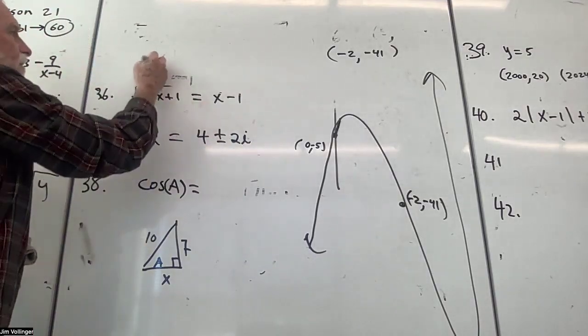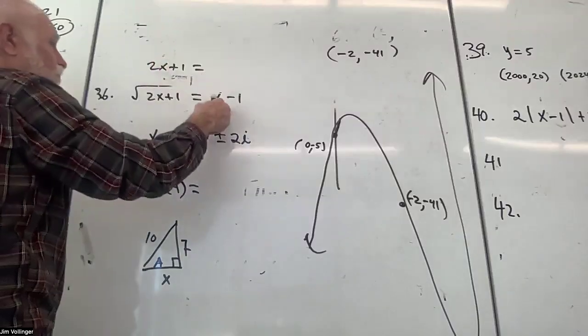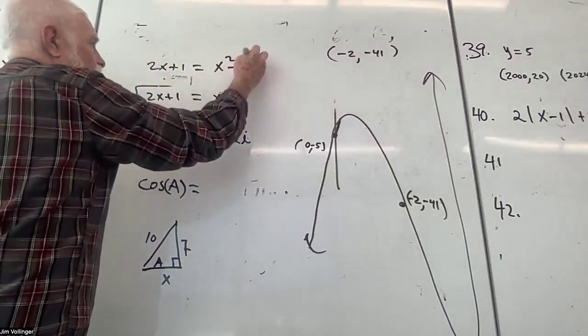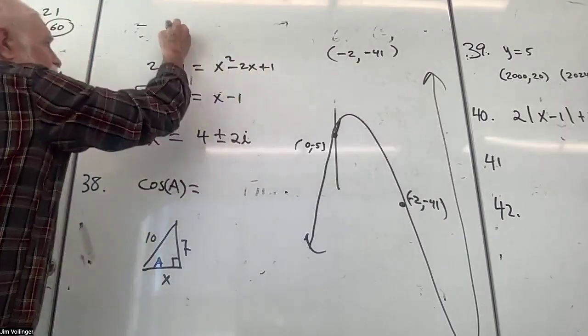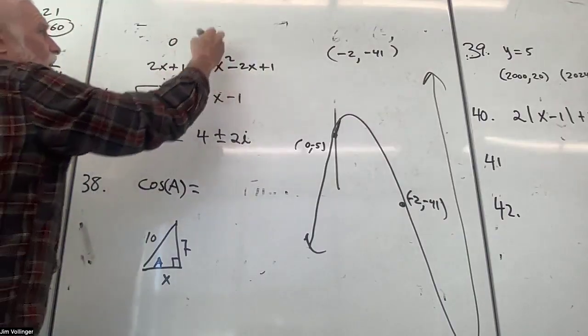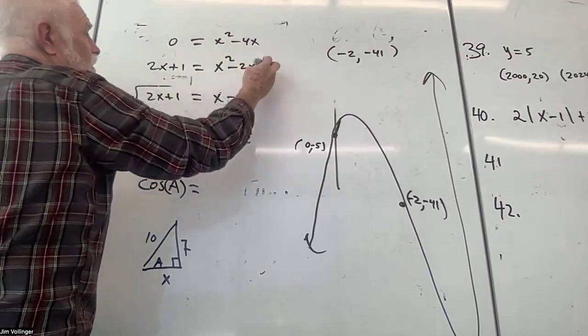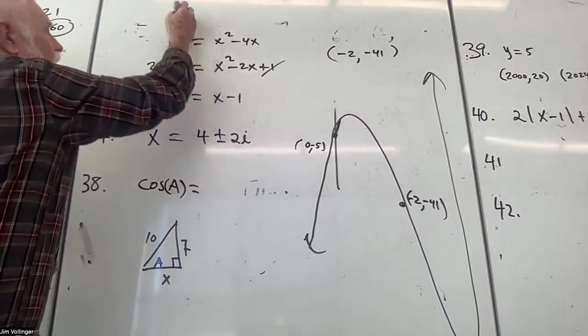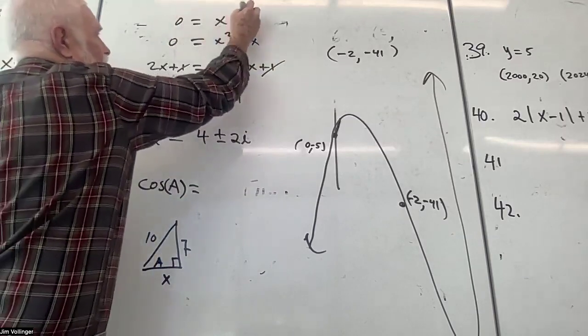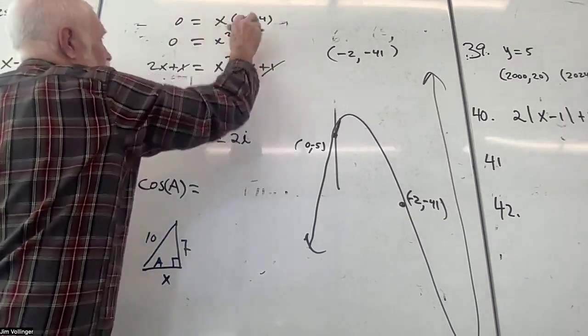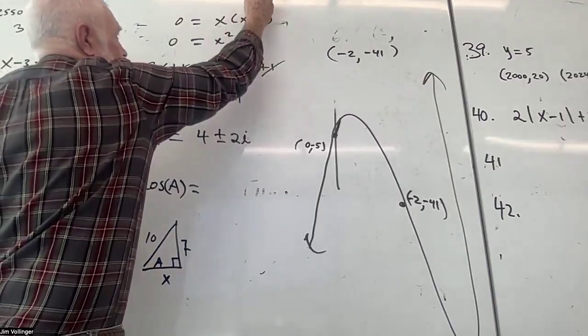Square both sides. 2x plus 1. Hopefully you square this properly. X squared minus 2x plus 1. Set it to 0. I got x squared minus 4x. Oh, looks like the ones cancel. I think I can factor that x times x minus 4. And the only answer we have is x equals 4.